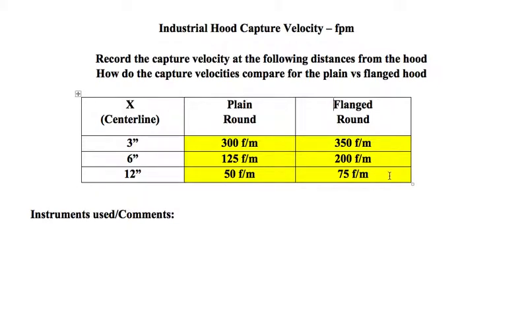The other lesson here is that the capture velocity dramatically decreases with an increase of distance from the opening of the duct. Even at 3 inches, we had 350 feet per minute. Even at 12 inches, we're already down to 75 feet per minute. So we lost an enormous amount of capture velocity.